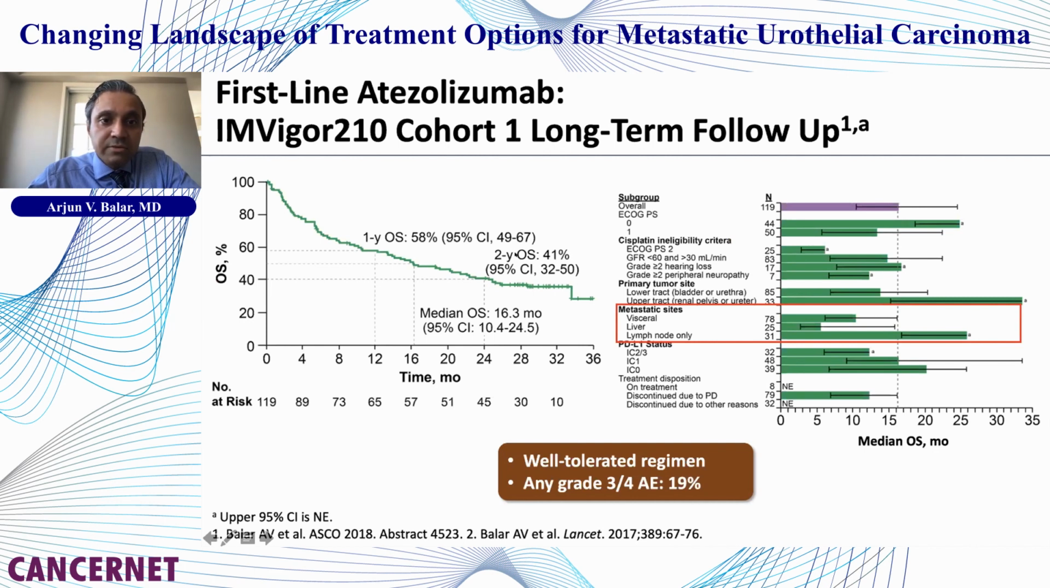That flattening of the curve is still maintaining. The 2-year overall survival rate is 41%, which is quite remarkable considering the outcomes that we would typically expect for this population when they're treated with gemcitabine and carboplatin. What clinical subgroups show is that there's definitely some patients who do not do well, and what we're recognizing is that in particular patients who have visceral and liver metastases, these patients have very, very poor outcomes.